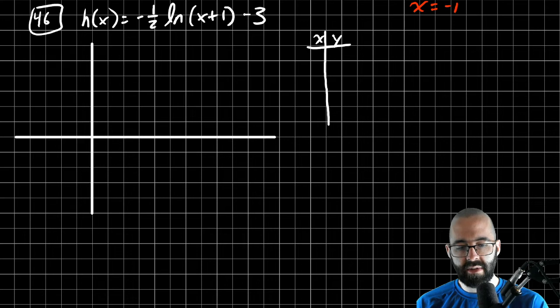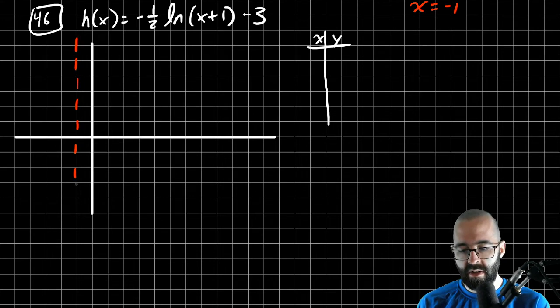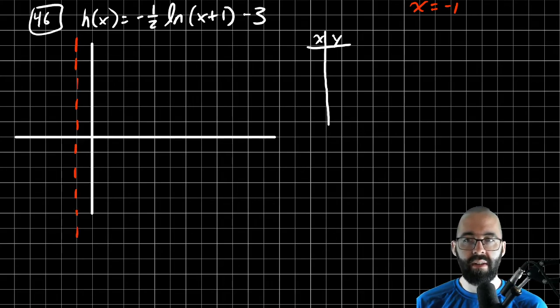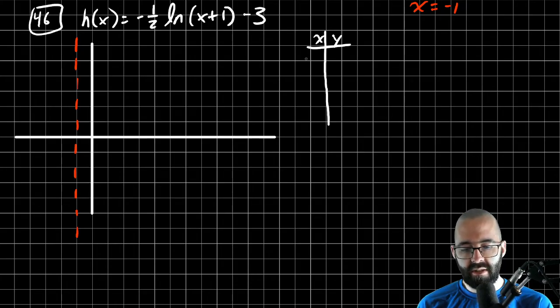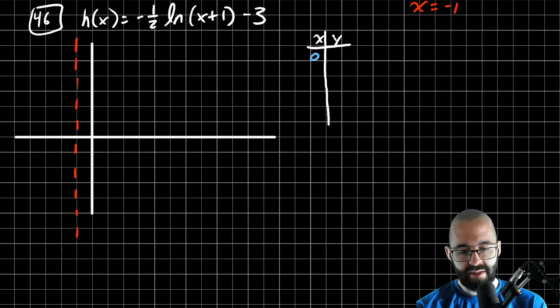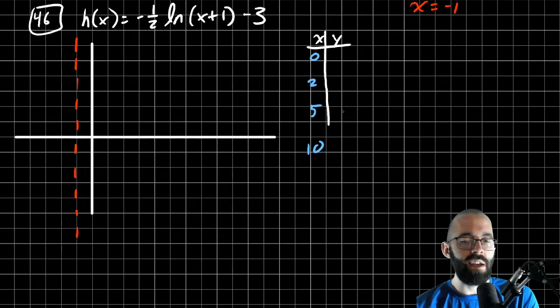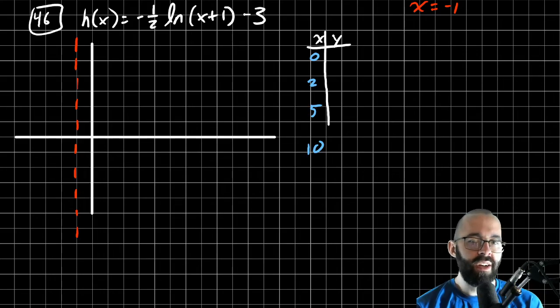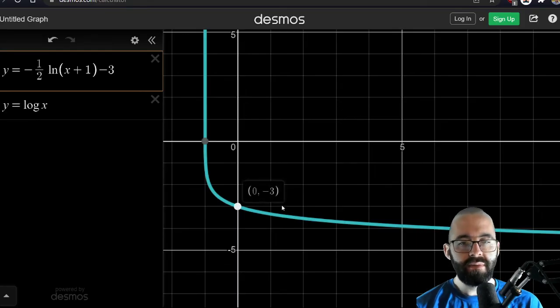Asymptote is at x equals -1. Means we can only plug in numbers to the right of -1. That's our asymptote right there. And let's just plug in some points. There's not going to really be any nice ones. Look at 0 and then maybe 2, maybe 5, maybe 10. I'm only making you do 2 points. But the more points you plug in, the better of an idea you can get.